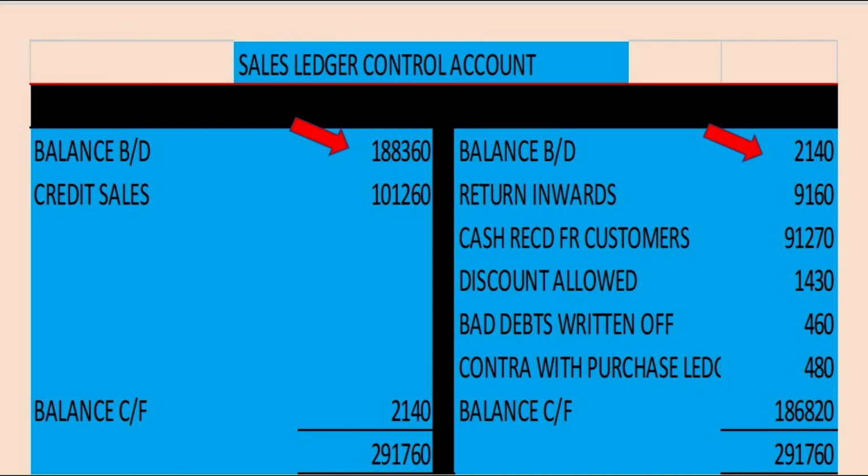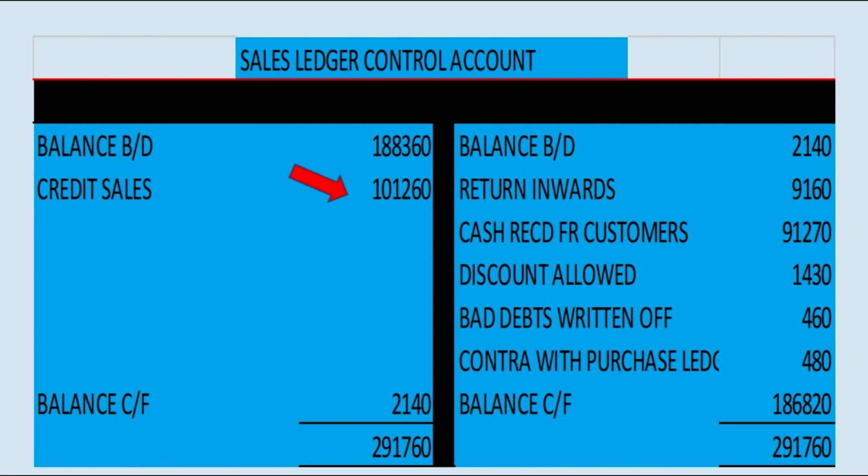Now, let's answer. Remember, the sales control account is only a summary account of individual debtors' accounts. If you keep this mindset, it will be easy to answer this question. Opening balance of a debtor's account. Since it is an asset account, it will always be debit. The minority balance, therefore, will be a credit balance. Sales account is an income account. Therefore, it is credit. And debtors account debit.